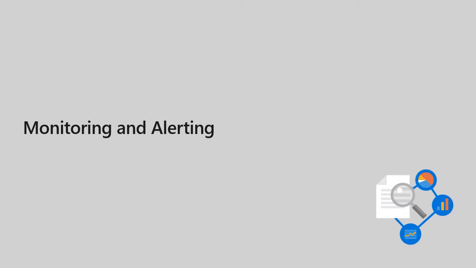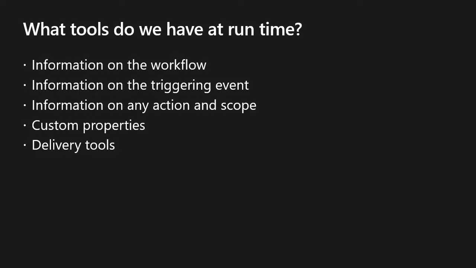Monitoring and alerting Microsoft Power Automate flows. What tools do we have at runtime? Well, in Microsoft Power Automate, we can find out information on the workflow. This includes the run ID, the run name, information about the workflow, including how it was triggered and who created it. Information on the triggering event. So tell me about the specific event that happened.